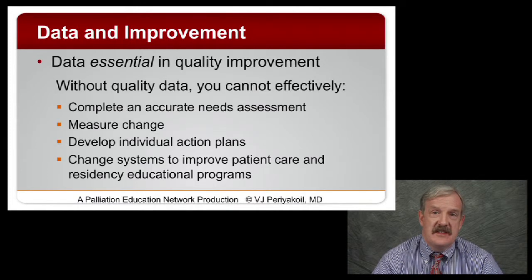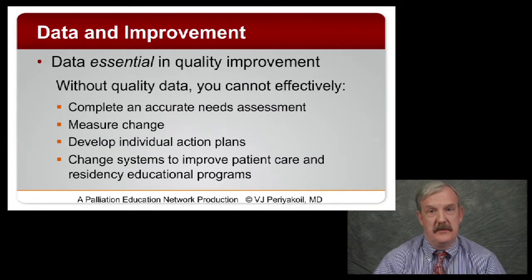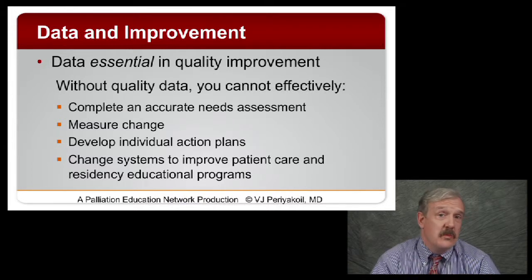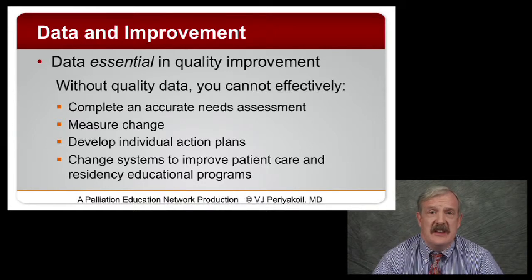I just want to emphasize this again. I feel like I might be beating a bit of a dead horse here, but I hope that you now realize that data is absolutely essential in quality improvement. Without quality data, you cannot effectively complete an accurate needs assessment, what's working or not working within your microsystem. You can't measure change. You can't develop individual action plans that you need. And finally, you can't change systems to improve care and resident education programs. You have to have data.